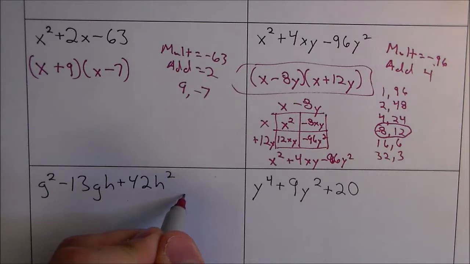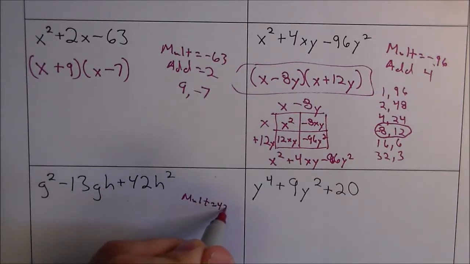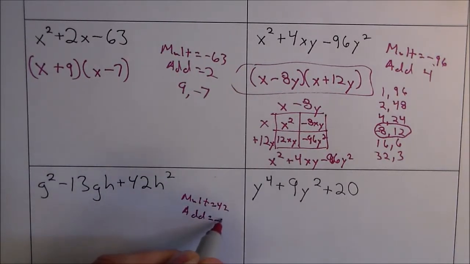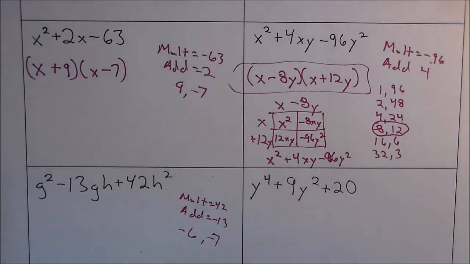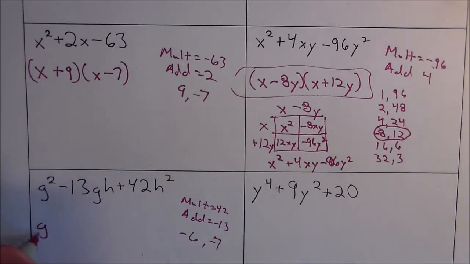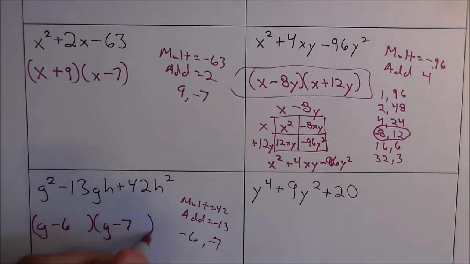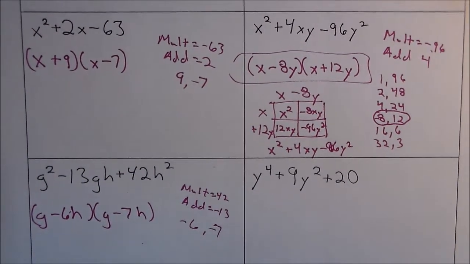Next here we have multiplies to 42. That adds to negative 13. Well, 42 is 6 and 7. If they're both negative, they'll add to negative 13, and there'll be a positive product. So we'll take those. We're going to go g minus 6 and g minus 7, but since there's an h squared there, I put an h on both of them.